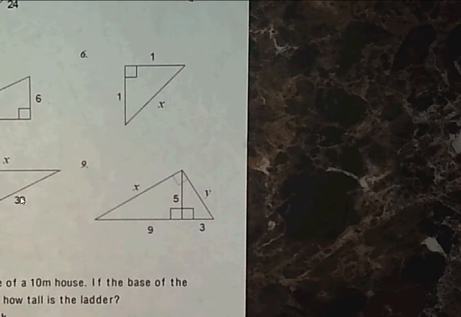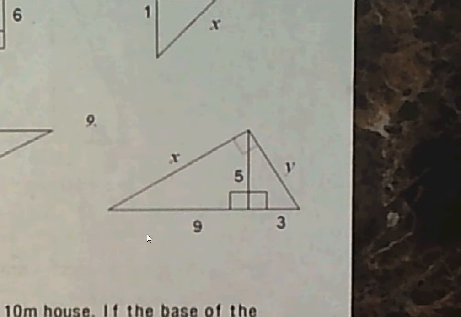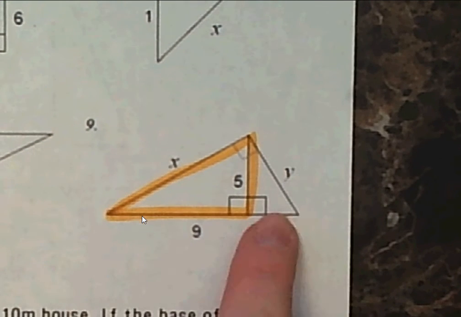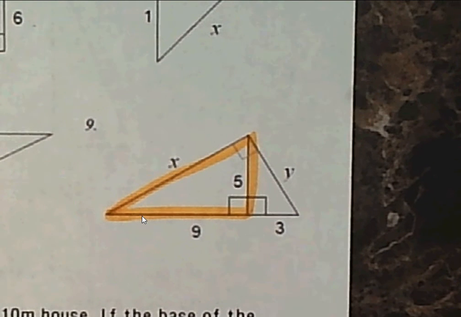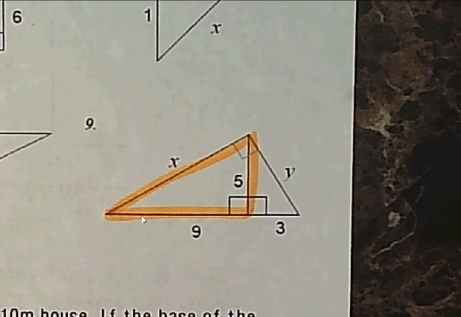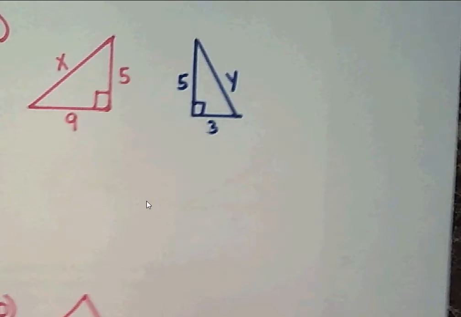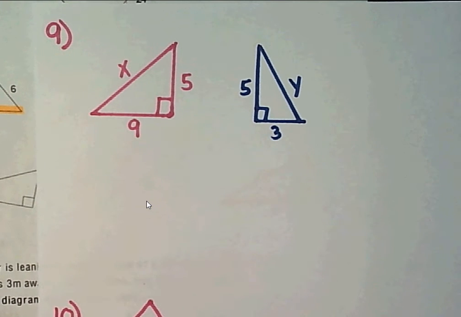Okay, let's try number 9. Now number 9 is actually 2 different ones. What I want you to do is imagine we divide it into one triangle here, and then we have another triangle on the other side. Let's take a look at how we could solve that. I redrew number 9 into the 2 different triangles in that shape, so we could just solve for each.